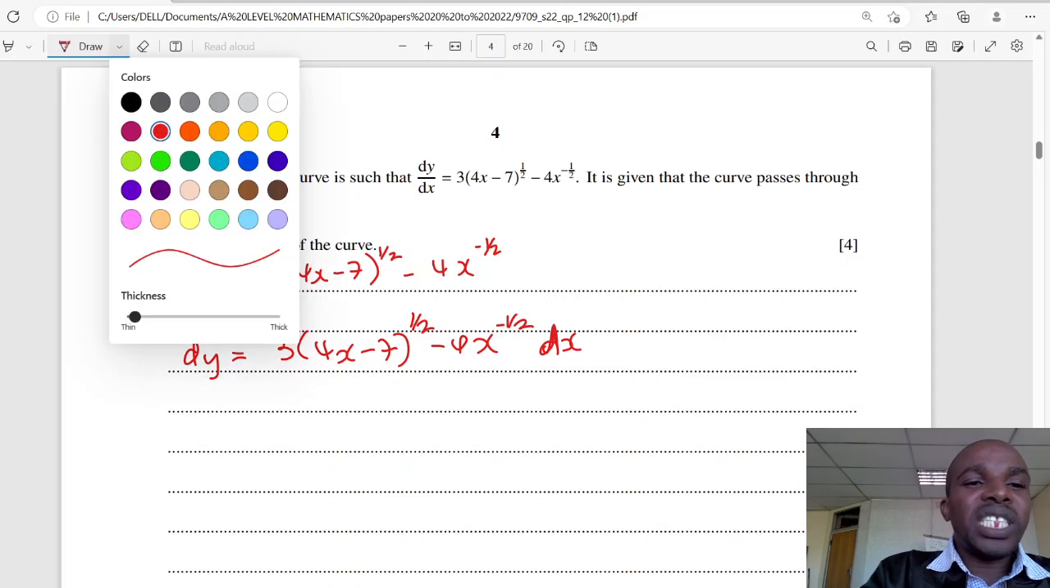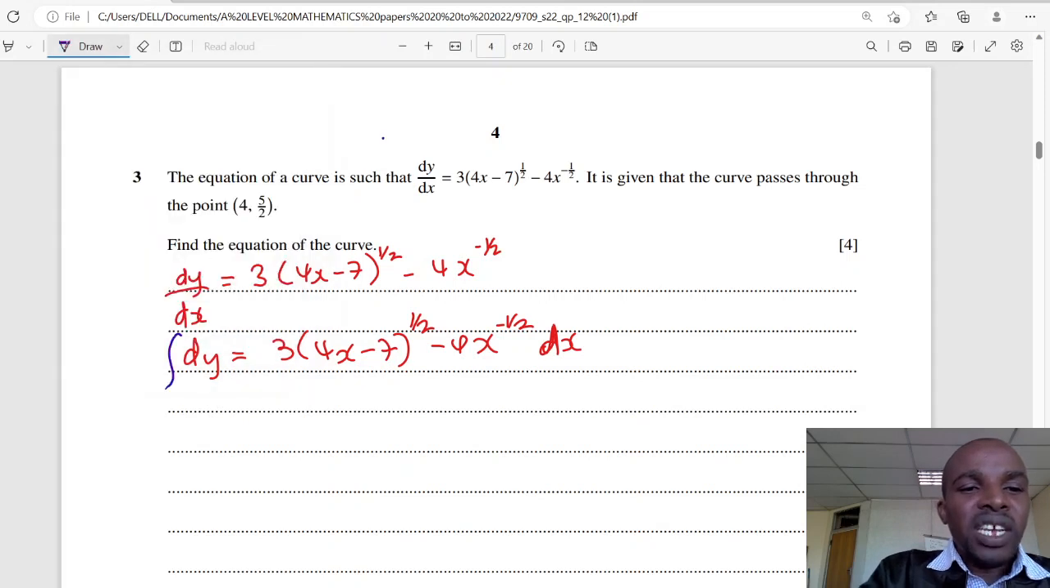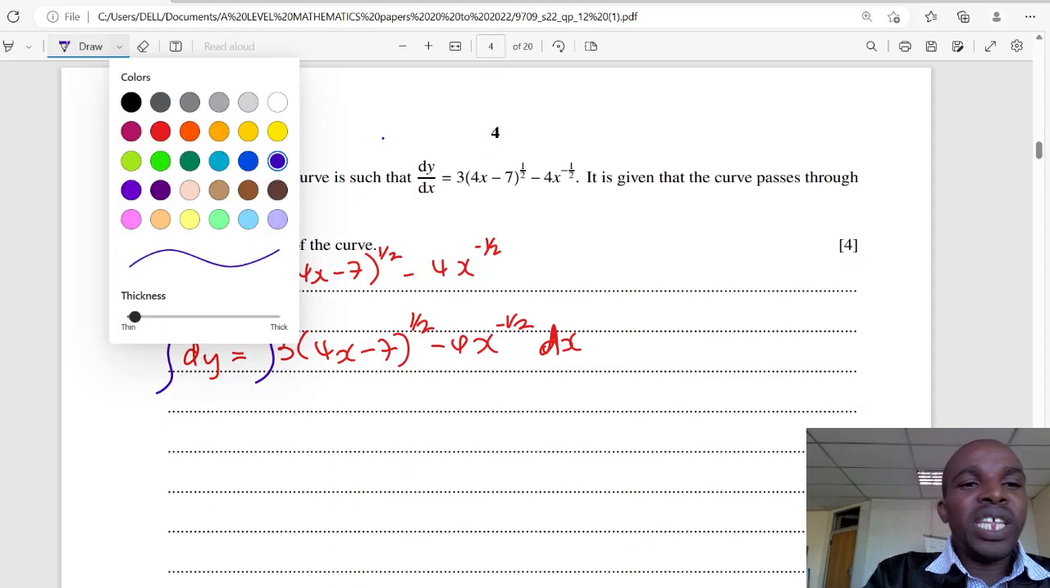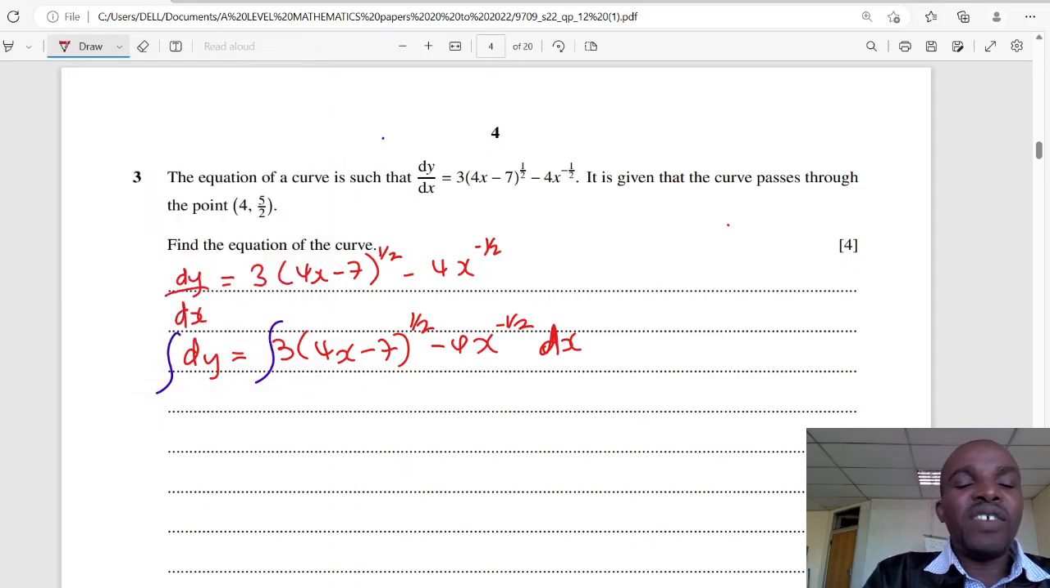Then you integrate both sides. You integrate this side, you integrate this side. That will be the equation of the curve. Then you substitute the values 4 and 5/2 to find the value of the constant k. Then you replace. After that, you have your equation.